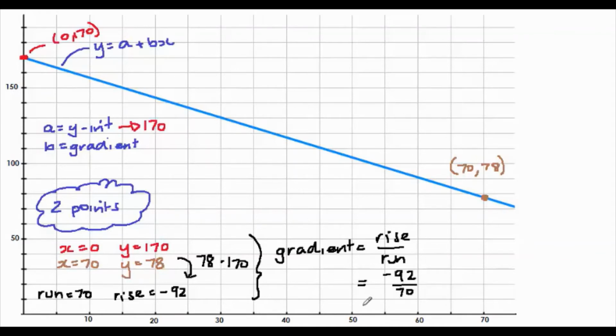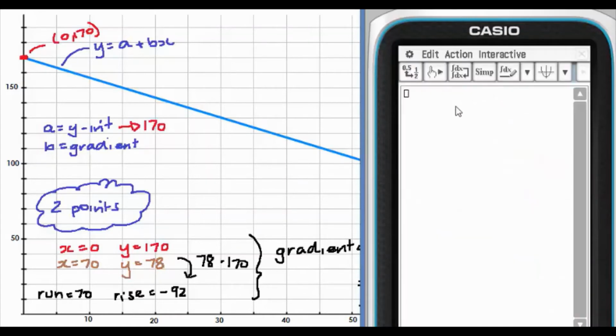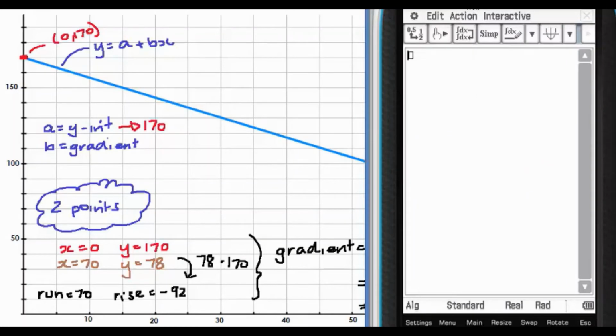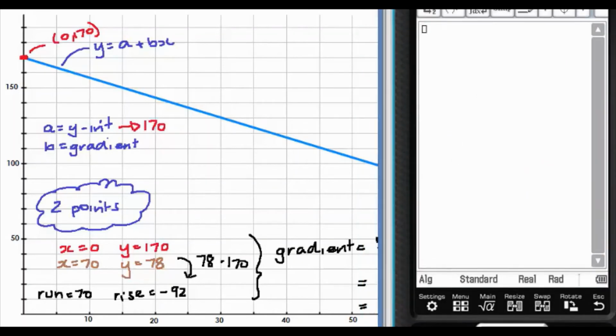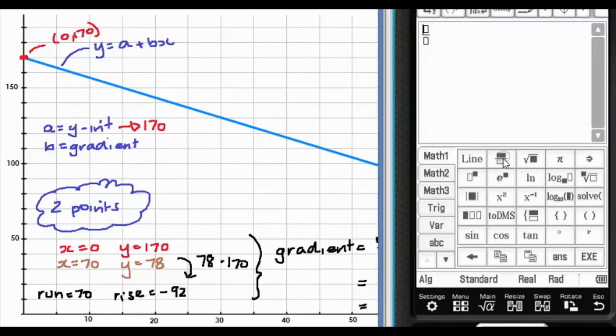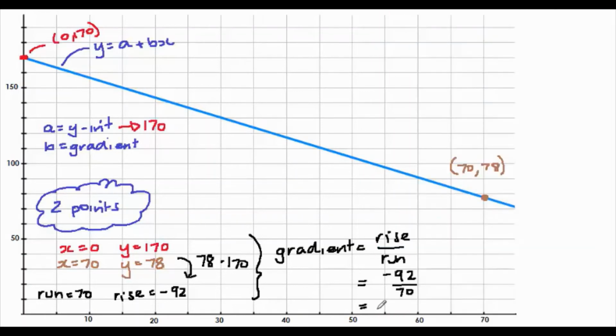And we'll put that into the calculator and let's see what we get. We're better off making sure we use our keyboard. So I'll get out the keyboard. I'll do the fraction thing. Negative 92 over 70 equals negative 46 on 35. Not helpful because I've got this standard on. Let's change that to decimal and we get negative 1.314. So I'll write that down.